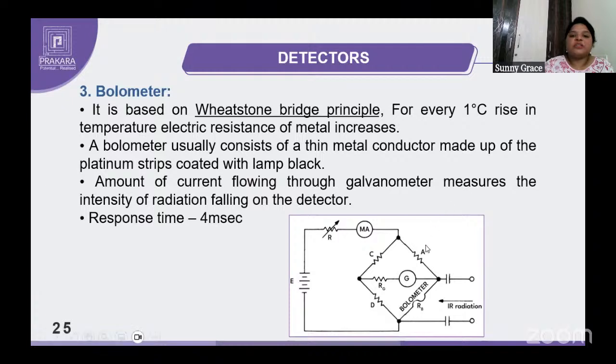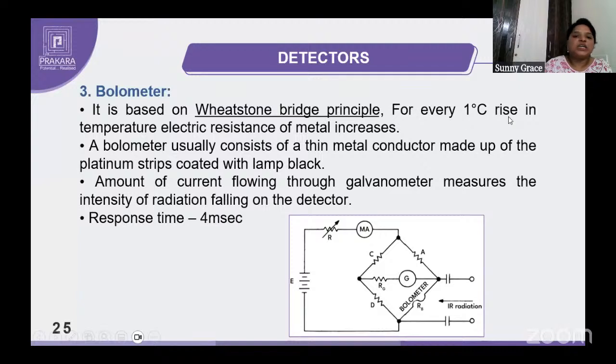So whatever adjustment you make to bring the galvanometer reading to 0 is directly proportional to the amount of light, or the intensity of the radiation, falling on the detector. The response time for this is 4 milliseconds. So this has a lesser response time compared to your thermocouple, right? This is based on the Wheatstone bridge principle.